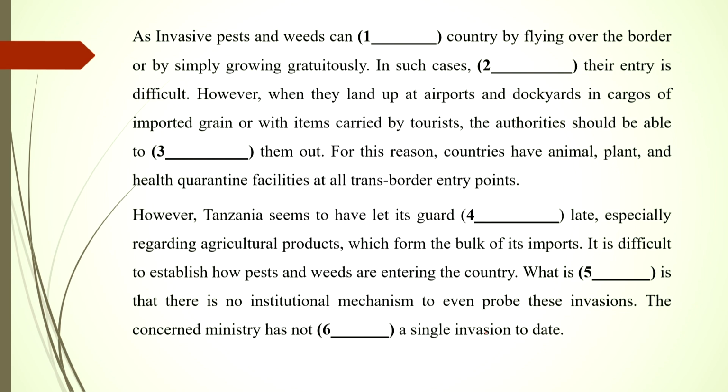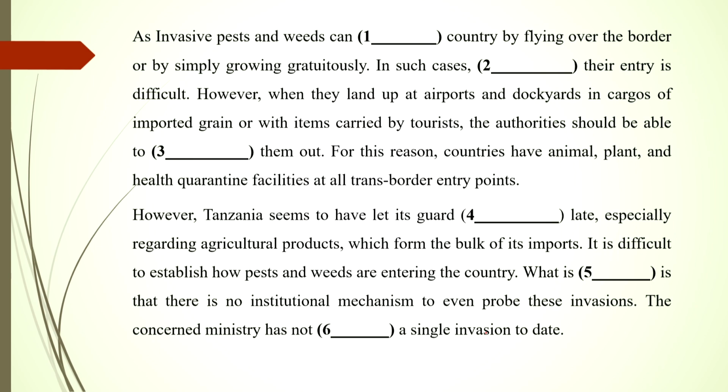So now let's discuss. Let me first read out the entire passage. As invasive pests and weeds can [blank 1] a country by flying over the border or by simply growing gratuitously. In such cases, [blank 2] their entry is difficult. However, when they land up at airports and dockyards in cargoes of imported grain or with items carried by tourists, the authorities should be able to [blank 3] them out. For this reason, countries have animal, plant and health quarantine facilities at all trans-border entry points.